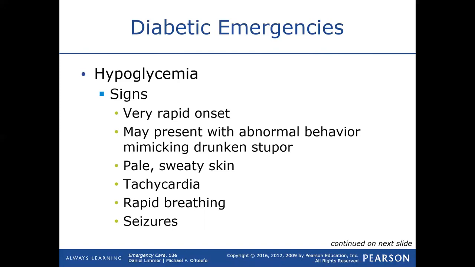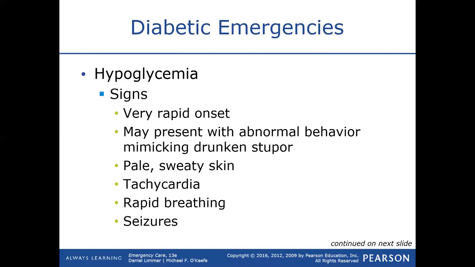All right, but what we'll see in the hypoglycemic patient is a very rapid onset, okay? This happens very quickly. It may present with an abnormal behavior, mimicking drunken stupor. So the hypoglycemic patient will be acting drunk. My uncle has type 2 diabetes, and it can be almost like stroke-like symptoms when his blood sugar gets real low. So he's slurring his speech a little bit, and you think this person's intoxicated, right? All right, pale, sweaty skin. Okay, we might see some of that.